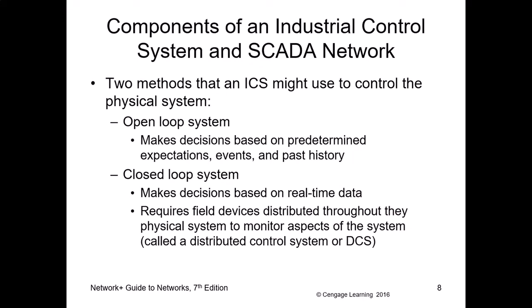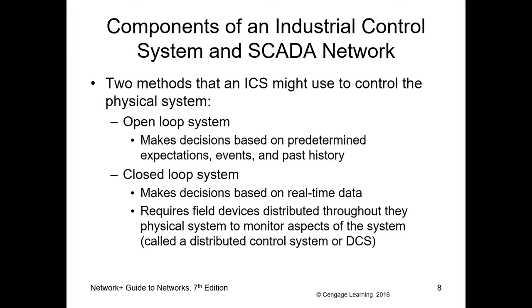There are two methods that an ICS might use to control the physical system. Please write these down as well: the open loop system and the closed loop system. Open loop means they make decisions based on predetermined expectations, events, or past history. They already know what to do. They're pre-programmed, and that's an open loop. The system will operate depending on what they've been told and what the expectation is. So after a certain level, they'll do certain things.